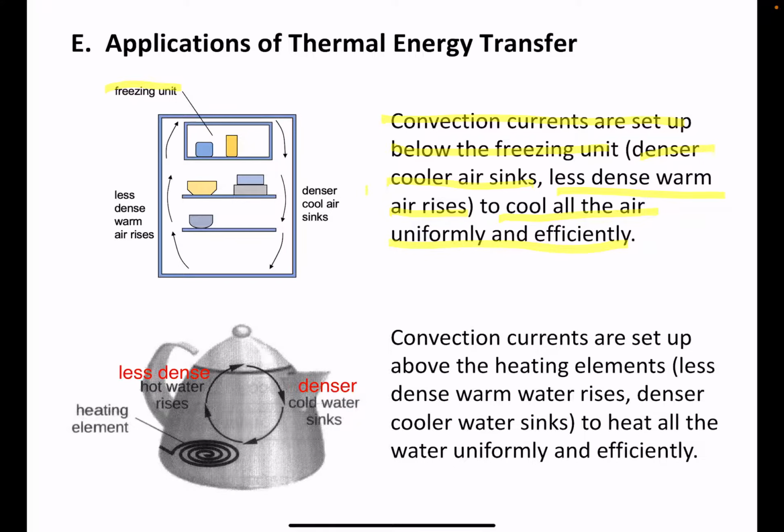In reverse, for the kettle, the heating element is placed at the bottom of the kettle. The reason is convection currents are set up above the heating element because the less dense warm water will rise while the denser cooler water will sink. So this will heat up all the water uniformly and efficiently.